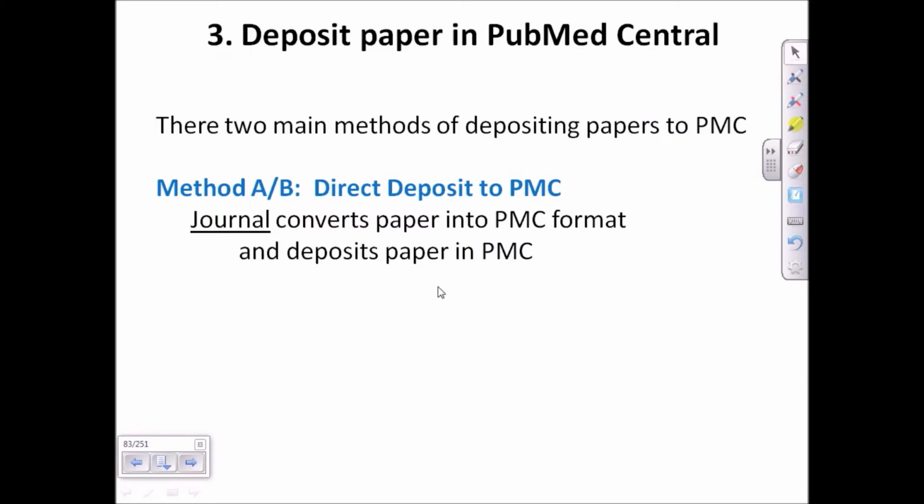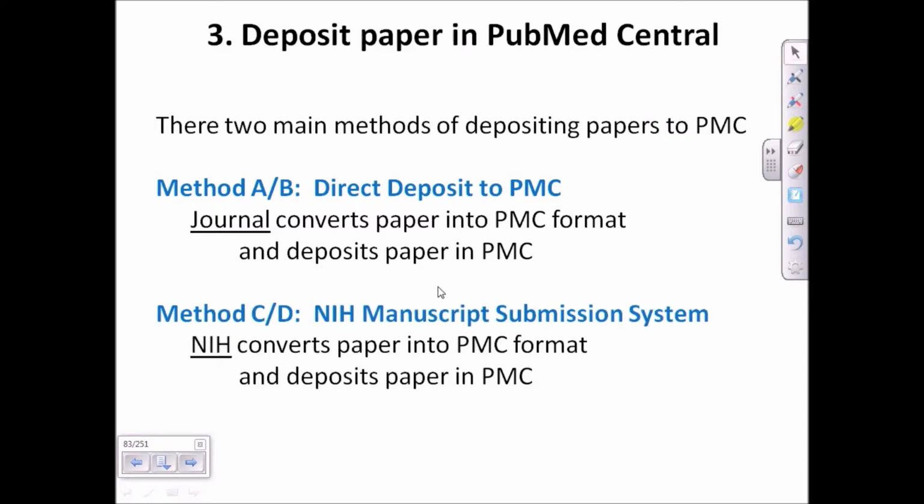One way that papers can get into PubMed Central is called direct deposit, where the journal is responsible for this work. The journal is the one that will convert the paper into the proper format for PubMed Central, and the journal is the one that will go and deposit the paper into PubMed Central. They actually have a back door into the system electronically where they can just put these things in directly. So method A/B is direct deposit.